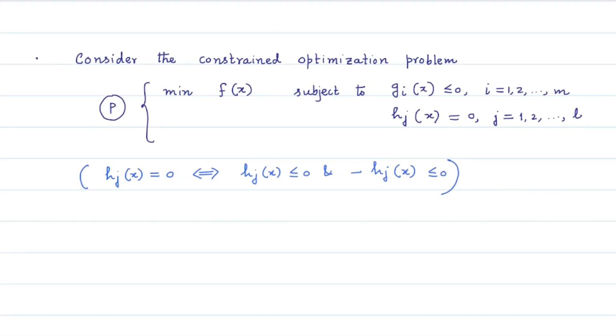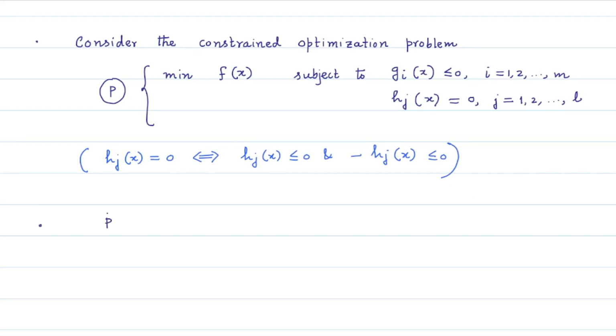So we consider the problem P given by minimization of the objective function f subject to only inequality constraints, g_i(x) ≤ 0 for i = 1 to m, together with 2l many more inequality constraints. And let us suppose m + 2l is equal to some number, let's suppose p, then we will have p many inequalities, i = 1, 2, till p. So the given general problem is this problem P.